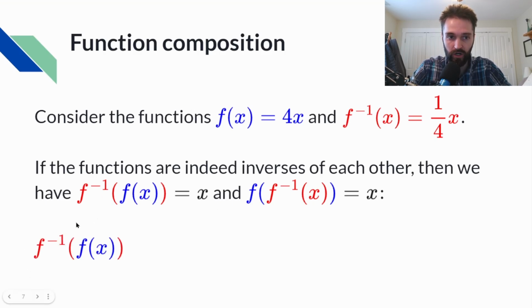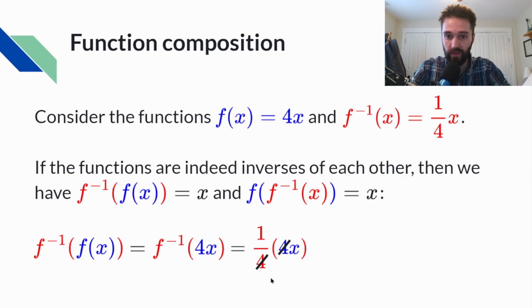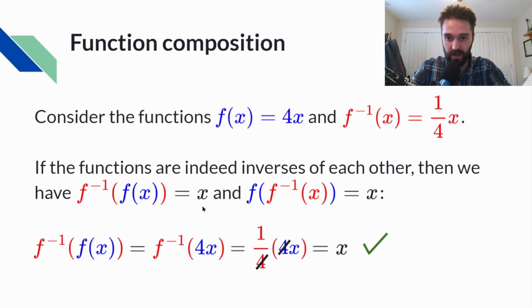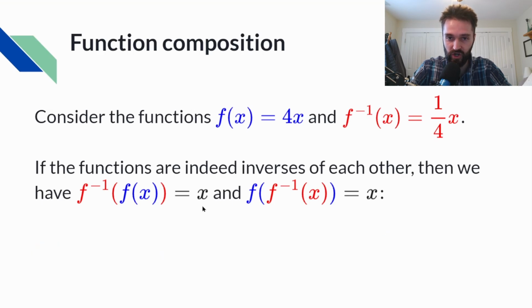Let's start with f inverse of f of x. So we're going to take f of x in blue and plug it into f inverse. Okay, so we'll take 4x and put it in the parentheses. Then we say, what's f inverse of 4x? F inverse says to take what we're given and multiply it by 1/4. So we'll take 4x and multiply it by 1/4, and we can see that the 4's cancel, which gives us x. So this first equation is satisfied.